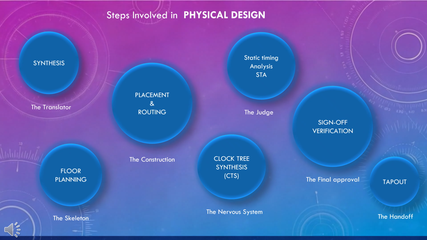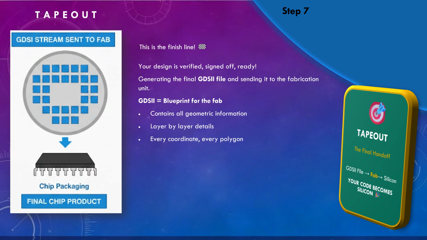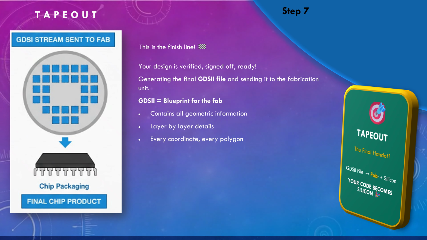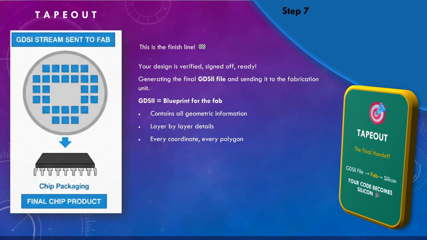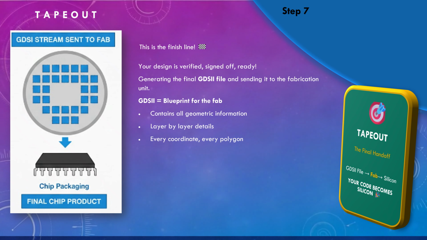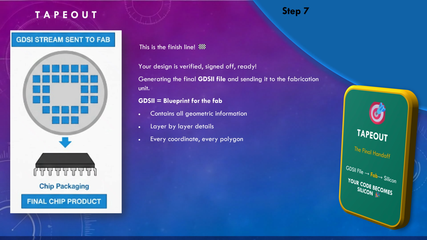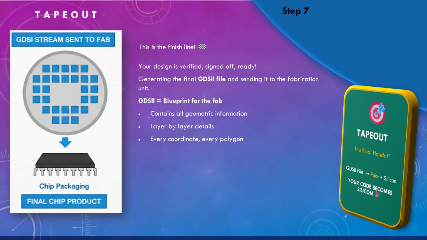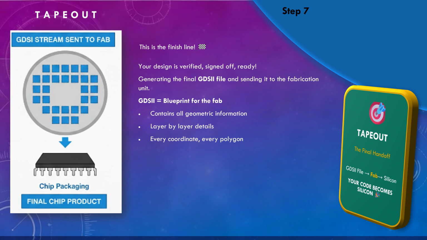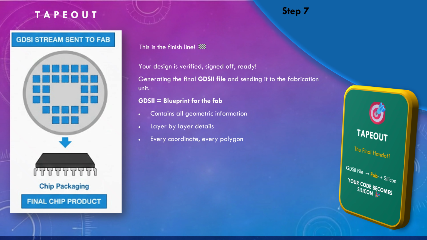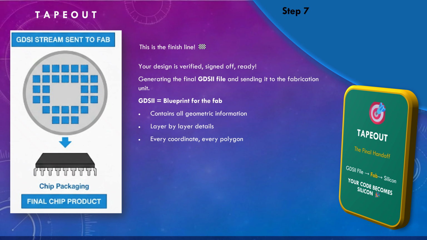Step 7, tape out. This is it, the finish line. Your design is verified, signed off, ready. Tape out means generating the final GDSII file and sending it to the fabrication unit. GDSII is the blueprint for the fab. It contains all geometric information, layer-by-layer details, every coordinate, every polygon. It's like submitting your final year project.